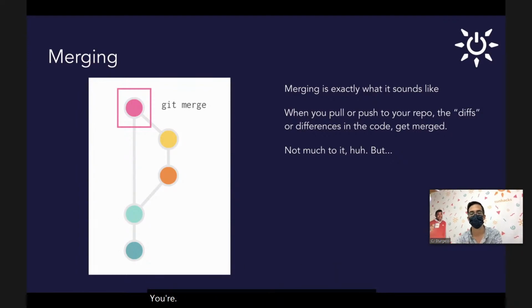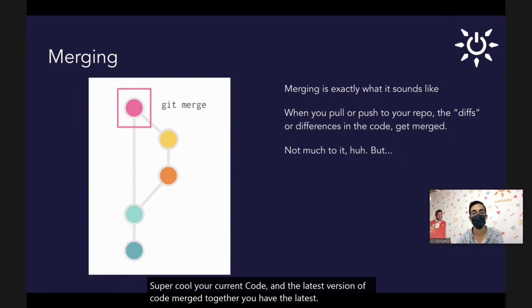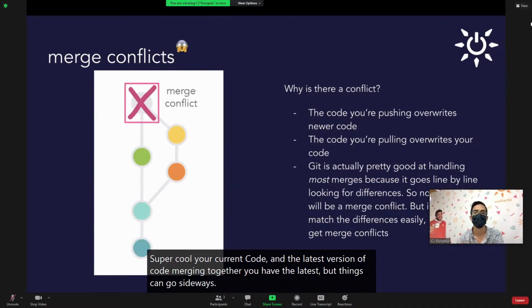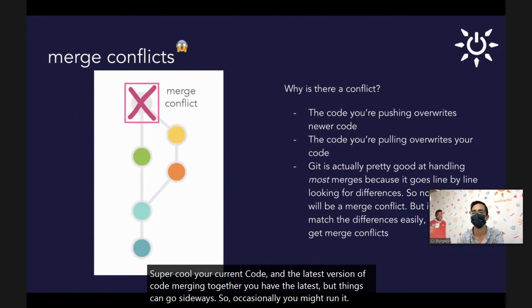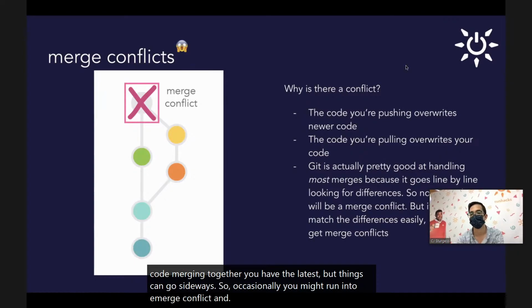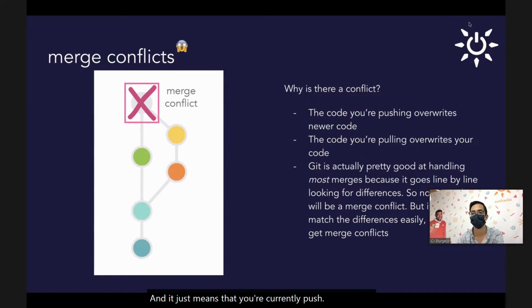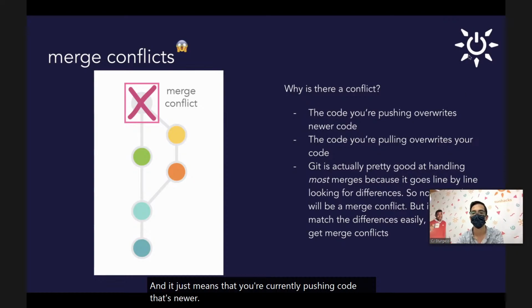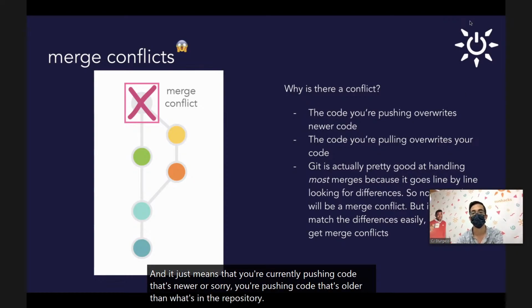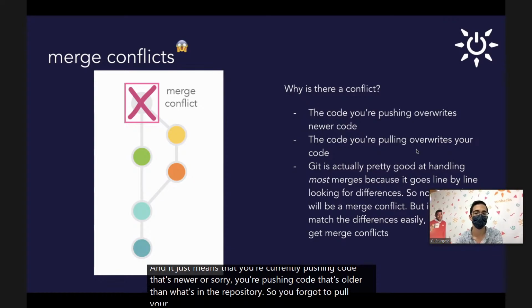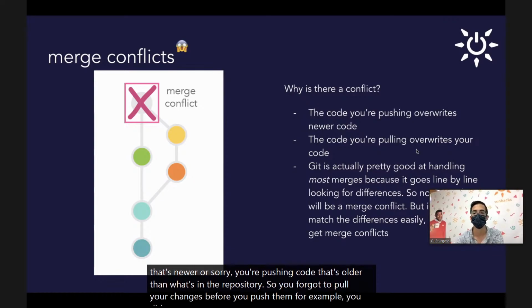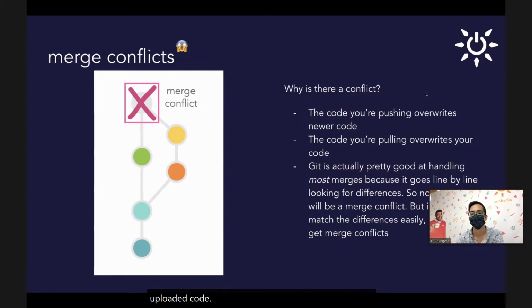Super cool. Your current code and the latest version of the code, merge them together, and you have the latest. But things can go sideways. Occasionally you might run into a merge conflict, and it just means that you're pushing code that's older than what's in the repository. So you forgot to pull your changes before you pushed them, for example. You did not realize your teammate already uploaded code.